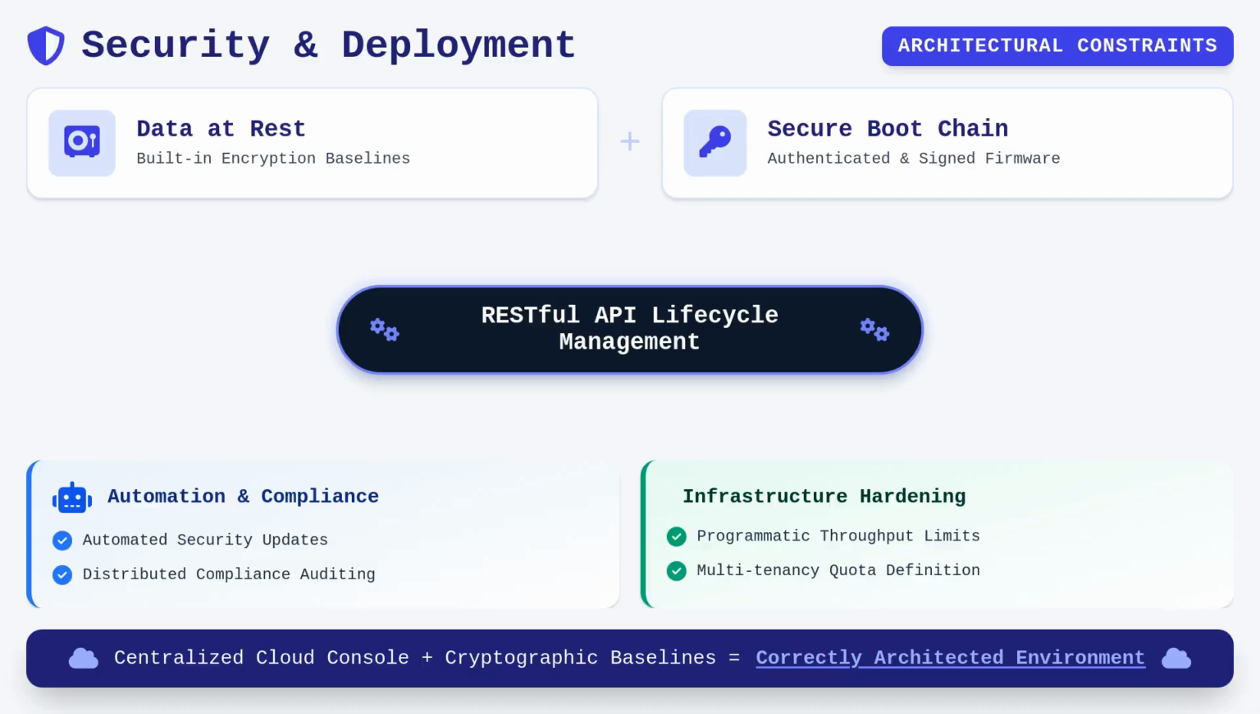If you are preparing for large-scale deployments, your focus should be on how these API endpoints allow for the programmatic definition of throughput limits and multi-tenancy quotas. By codifying these parameters, you effectively harden the infrastructure against unauthorized configuration drifts while ensuring that each workload resides within its intended performance boundary. Maintaining these cryptographic baselines while simultaneously managing the system through a centralized cloud console is the hallmark of a correctly architected storage environment.